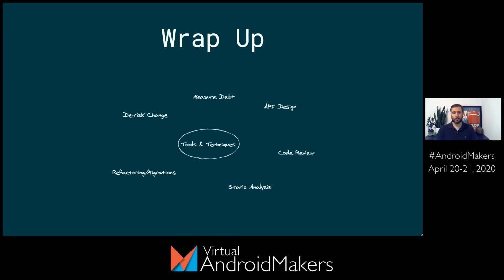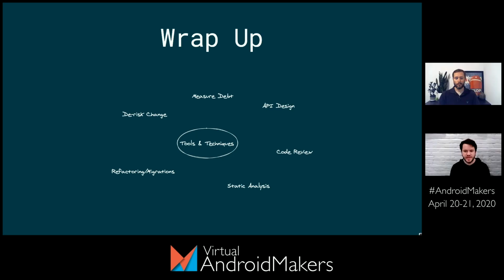So to wrap up here, we've covered a number of different topics, anywhere from measuring your debt to how API design can help, code reviews, static analysis, refactoring migrations, and de-risking change. The most important thing to do at the end of all of this is make sure that you celebrate the work that you've done. We did promise tombstone cakes in our description, and one of our pastimes on our last team together at Uber was, in fact, to have tombstone cakes for celebrating large migrations that we finished. It's a great way to build a sort of culture and camaraderie with your team.